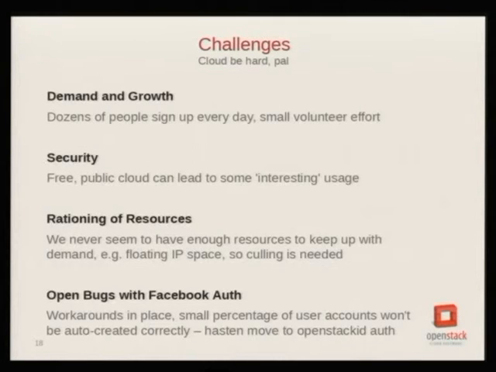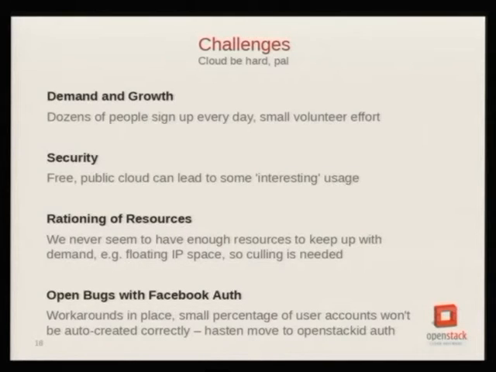So, challenges. Cloud is not easy. There's a lot of stuff to do with it. There's a lot of post-work, a lot of tooling, a lot of automation that needs to happen. Demand and growth: dozens of people try to sign up every day. The account approval process is done manually. We try to determine that someone's a human before they can join. But other than that, everyone's free to check it out.